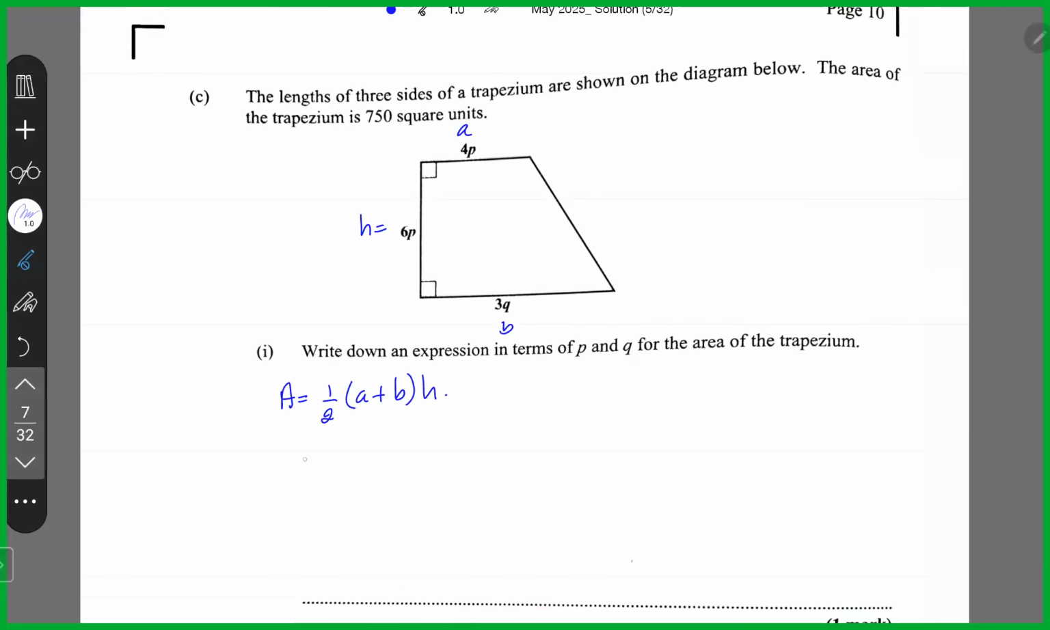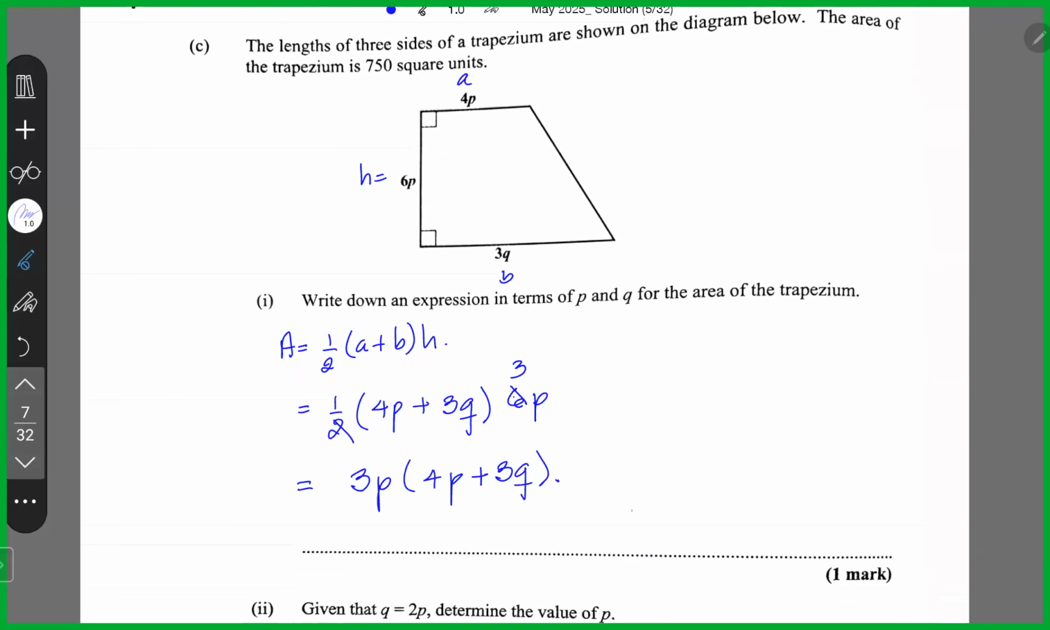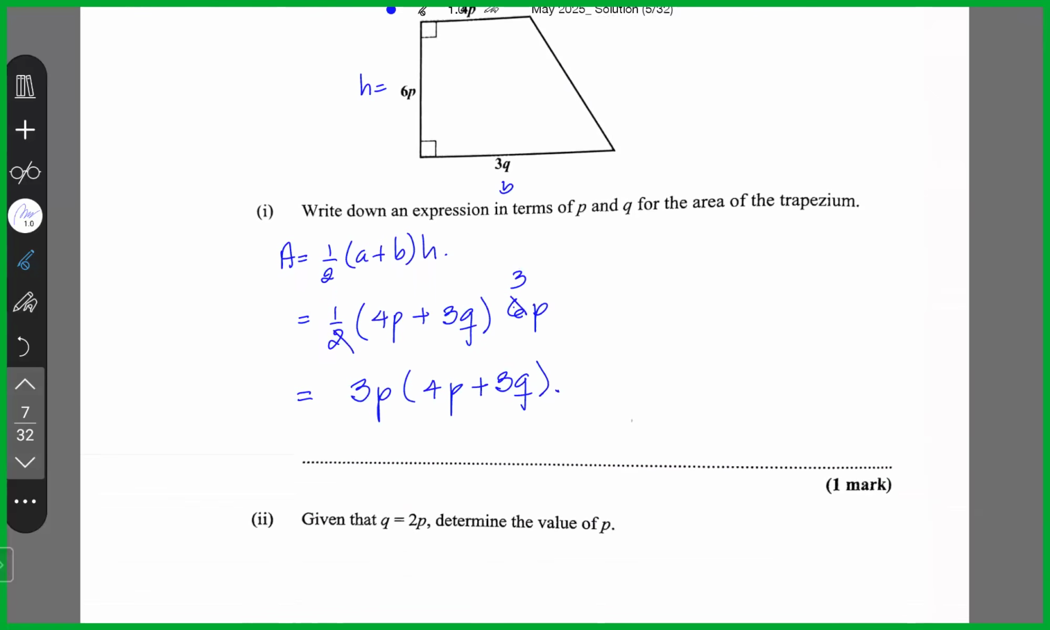a and b are the lengths of the parallel sides, and h is the perpendicular distance between the two parallel sides. So it is a half a, which is 4p, plus b, which is 3q, times h, which is 6p. So I guess if I could simplify it a little to 3p into 4p plus 3q. So that would be the area of the trapezium in terms of p and q.